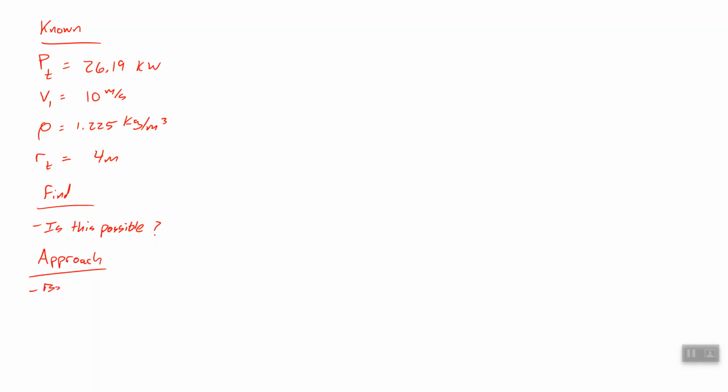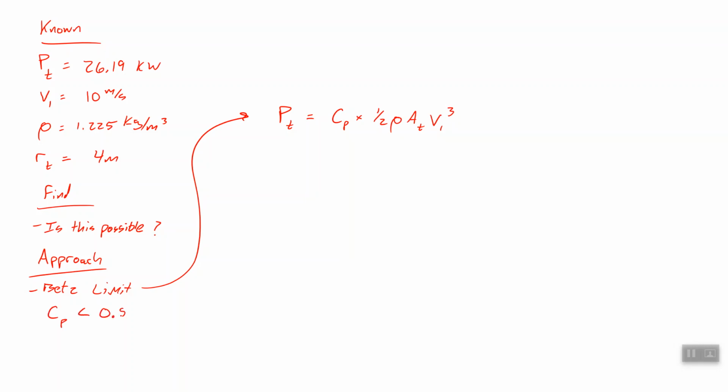Well, remember in class we talked about the Betz limit, which is if we write the turbine power equation, the power out of a turbine is equal to our power coefficient times 1/2 rho area of the turbine times the velocity of the air cubed. This is our power equation. And we know that the Betz limit states that CP must be less than 0.593. We can't be any greater than that. That is a physical limit.